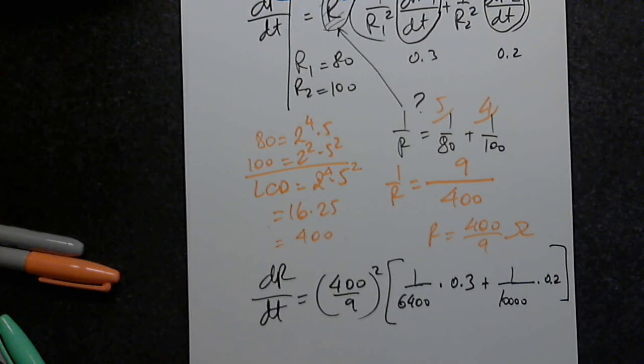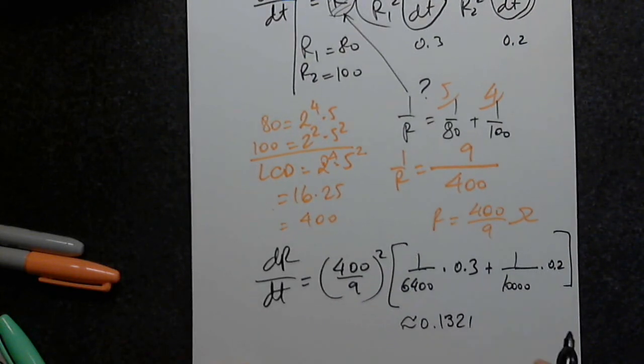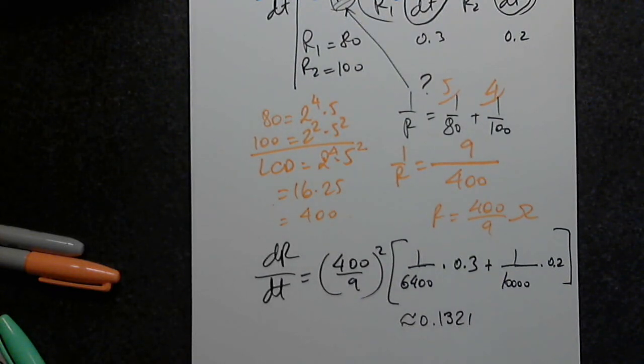I got 0.1321. What does this mean? 0.1321. Measurement unit. And what does it represent? So ohms per second. Rate of change. Excellent.